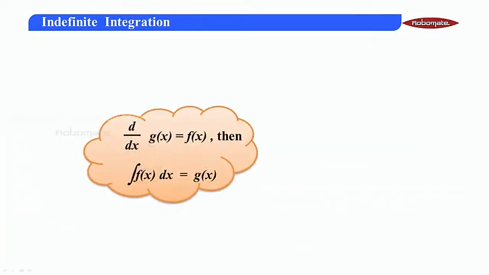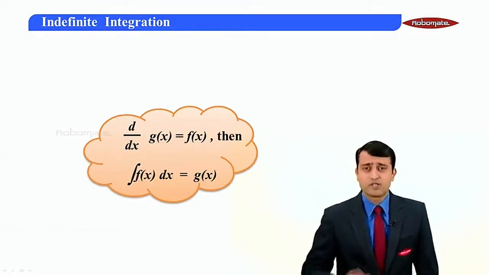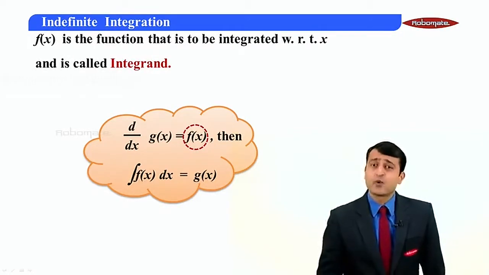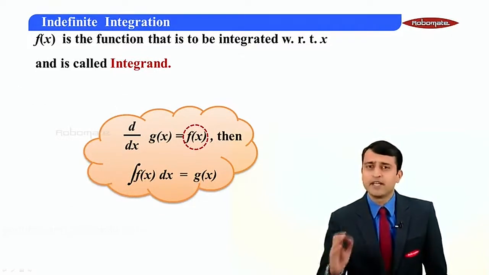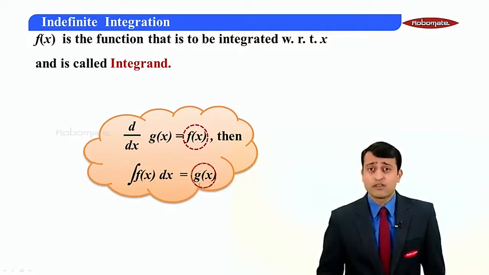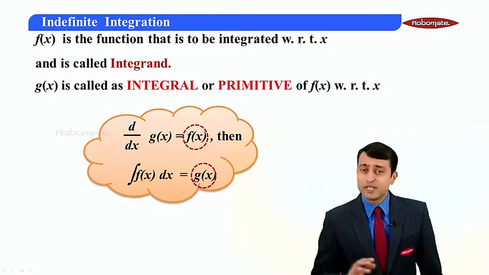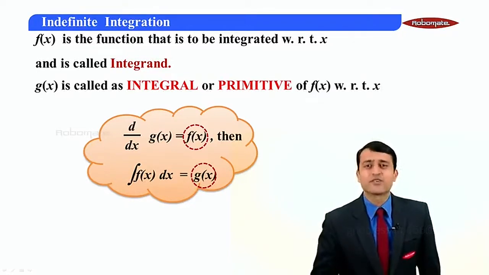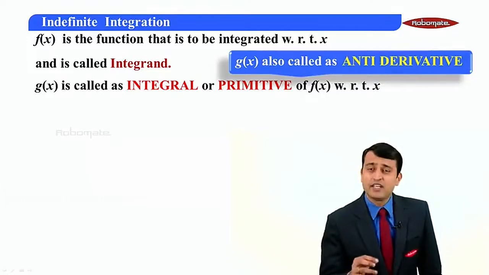Now let us see the terminology associated with the definition. This is what we understood some time back. What are the terms involved? F of x is the function which we are integrating with respect to x and hence it is called the integrand. Only one name, integrand. G of x is also one of the terms involved. It is called integral or primitive. It is obtained on integration, hence the name integral. Primitive, because integration is a very old method, very old in mathematics. It also has one more name. We call g of x the antiderivative.